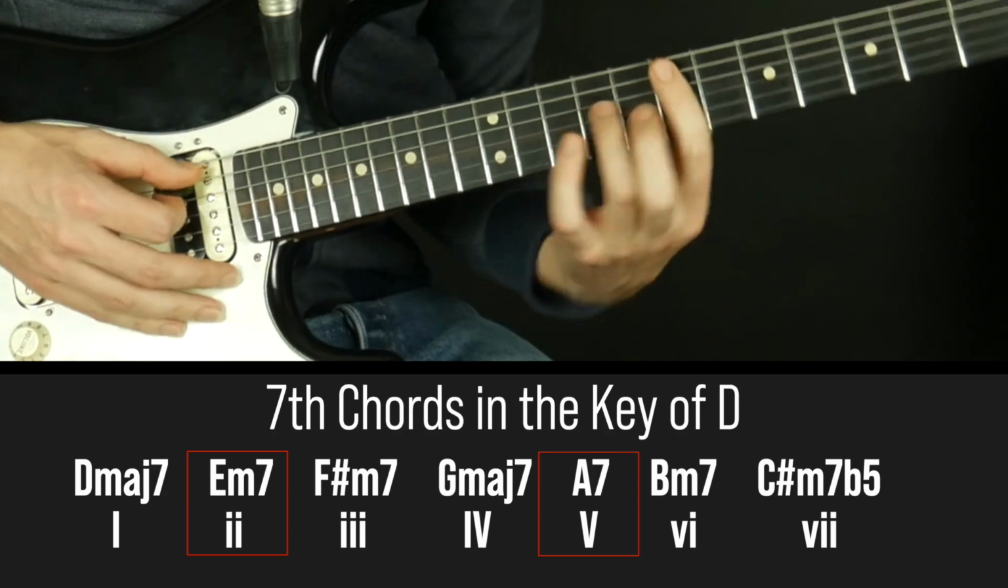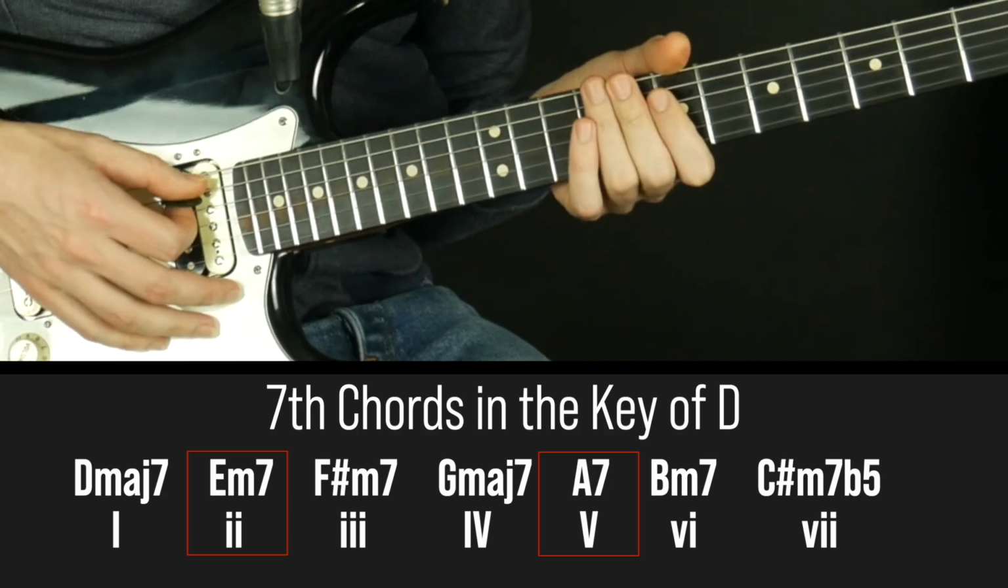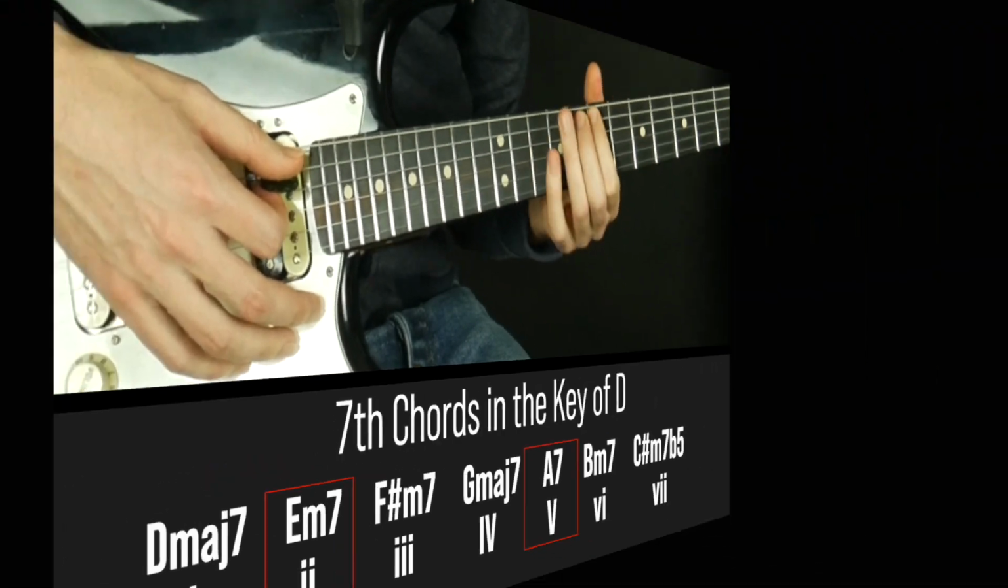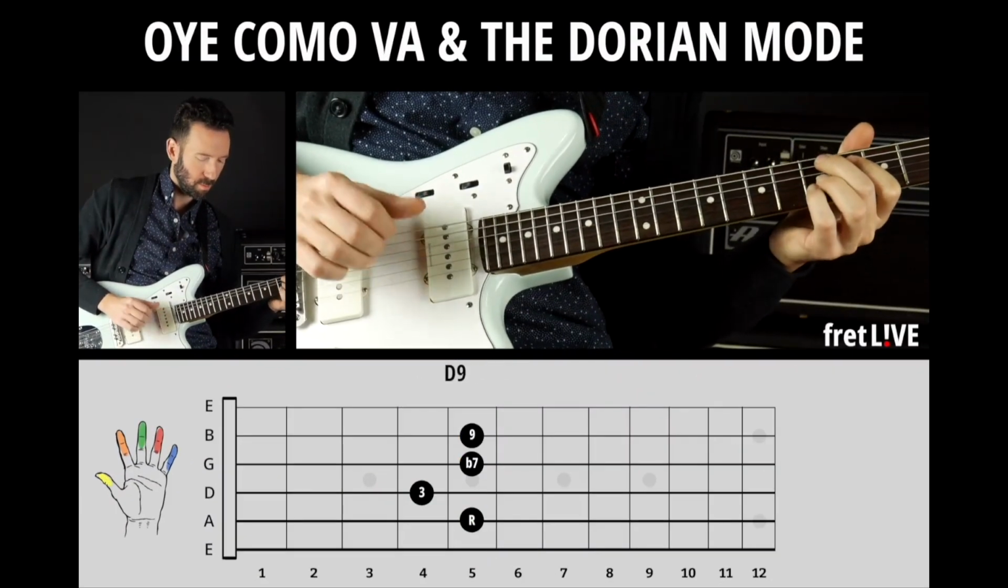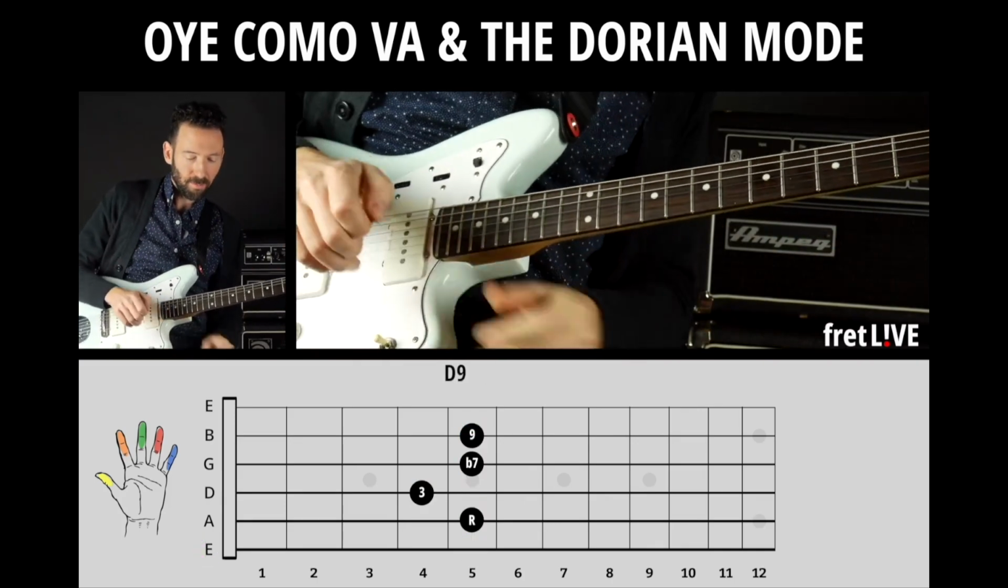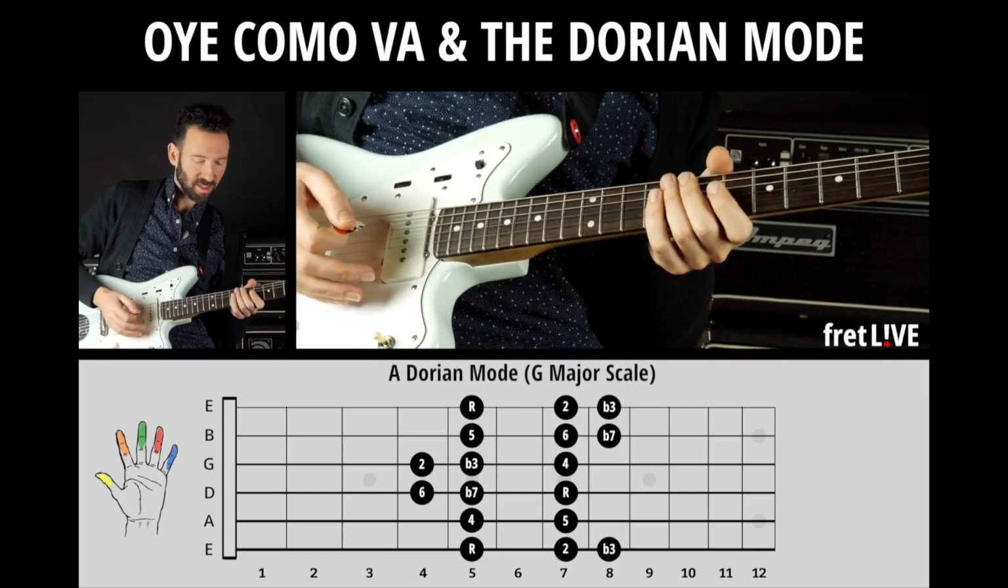And there's a lot of songs that use this progression, like Uptown Funk, Airplane by the Red Hot Chili Peppers, of course Oye Como Va by Santana, which I have a lesson on, and I'll link that in the description. Okay, cool. So it goes like this.